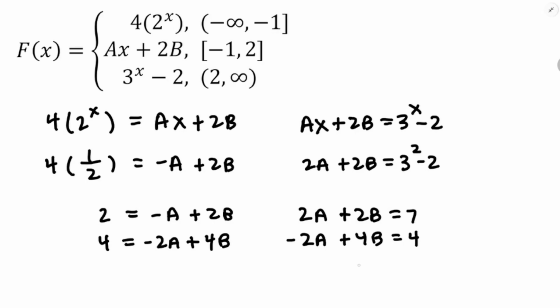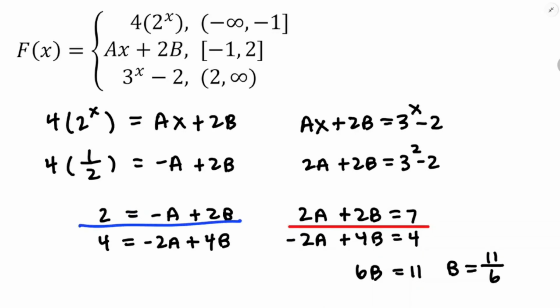I'm going to get 6b equals 11. And b is going to be 11 over 6. Okay, that's interesting. Now, to get a, I could just go back into one of the equations, but I don't really want to do that. Maybe I'll just eliminate b, and I could do that by taking the red equation and subtracting the blue equation, right? That would get rid of b.